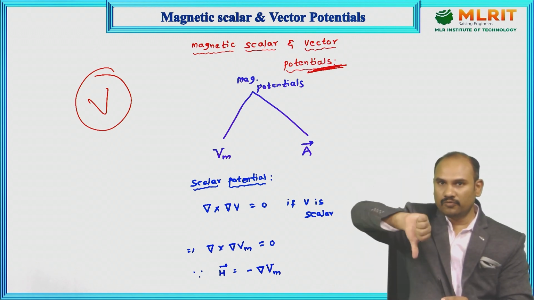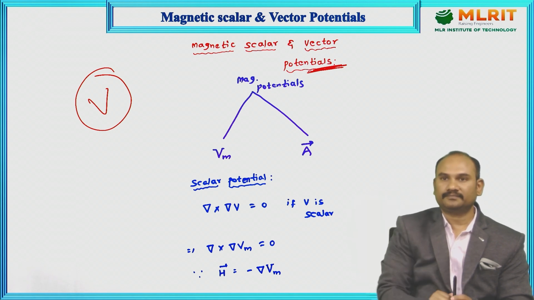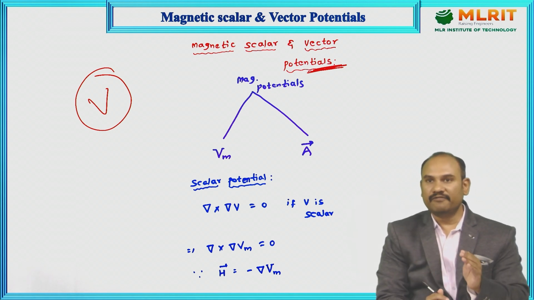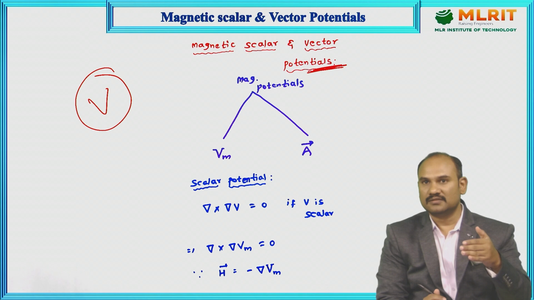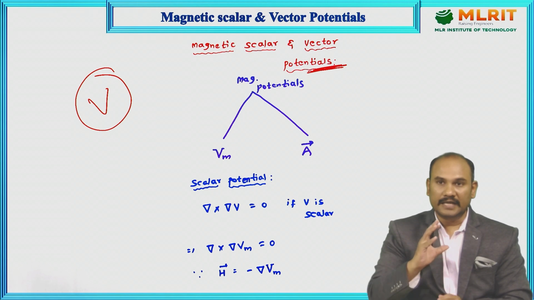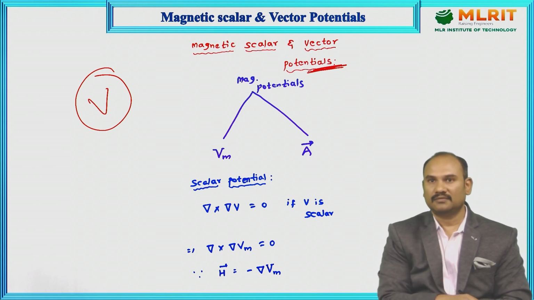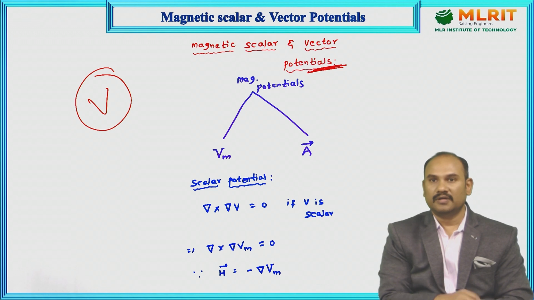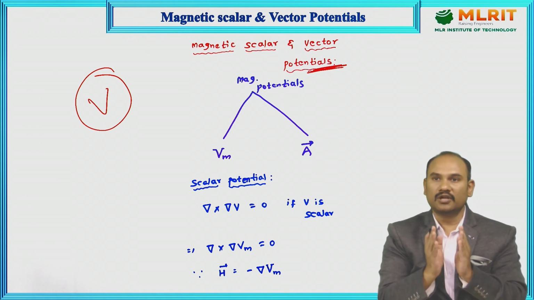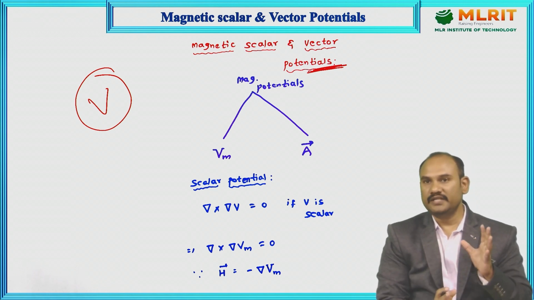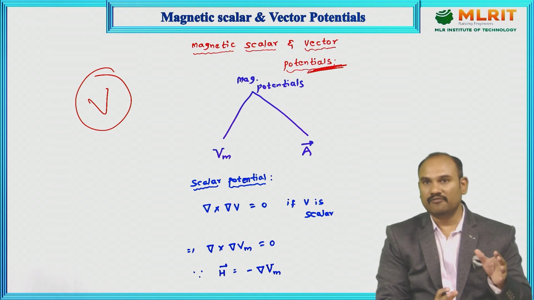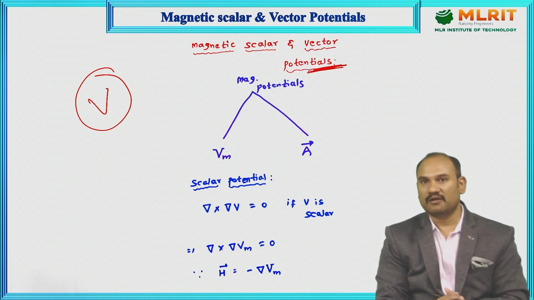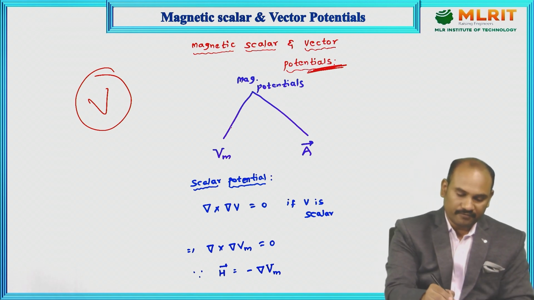If electrons are going down, the magnetic field will be like this. That means the magnetic field is due to the flow of charge, and the direction of the magnetic field is due to the direction of flow of electrons. That means a directional component is involved in magnetostatics, in the study of magnetic fields. Directional component means vectorial nature is involved. That means in addition to scalar potential, we also get vector potential. That's why we have two potentials.